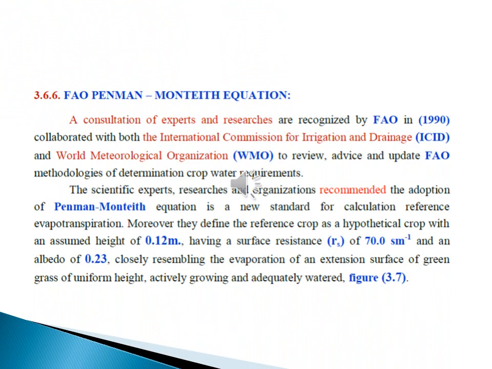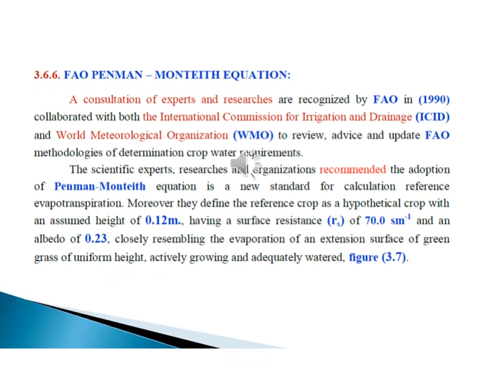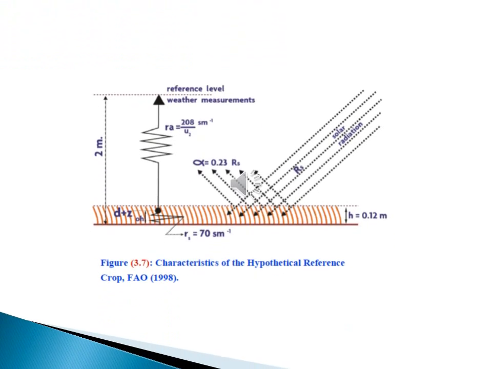FAO Penman-Monteith equation. A consultation of experts and researchers was organized by FAO with both the International Commission for Irrigation and Drainage, ICID, and the World Meteorological Organization, WMO. They define the reference crop as a hypothetical crop with an assumed height of 0.12 meter, having a surface resistance of 70.0 seconds per meter and an albedo of 0.23, closely resembling the evaporation of an extensive surface of green grass of uniform height, actively growing and adequately irrigated also. Figure showing the characteristics of the hypothetical reference crop.